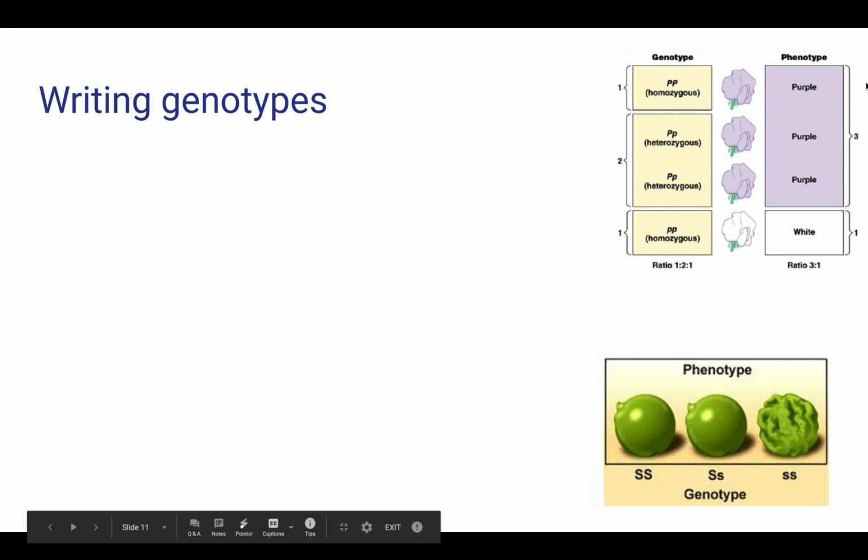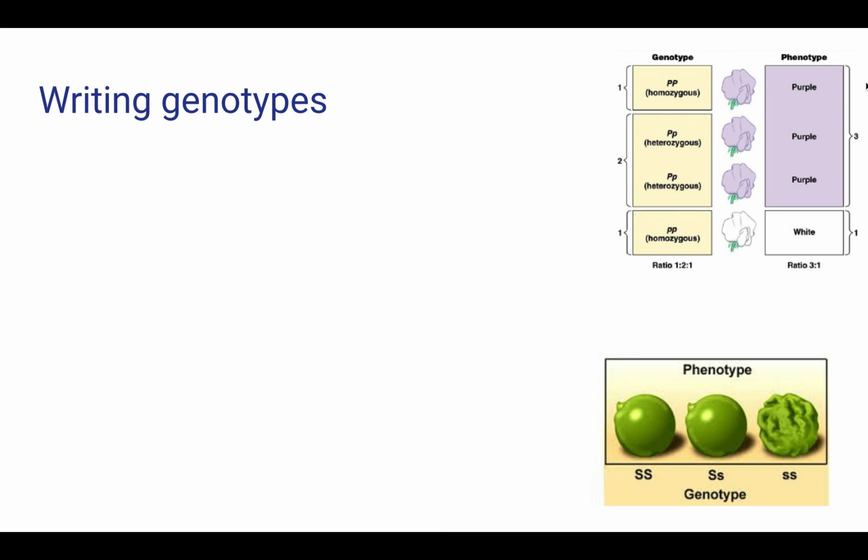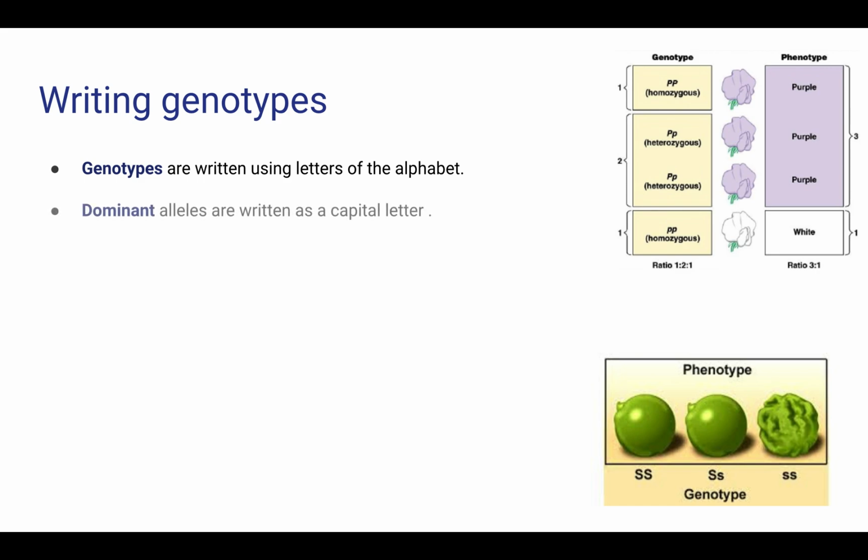Genotypes yesterday. I don't know that I made it really clear how the letters work for this, so just a quick recap. When we're writing genotypes, we're saying what types of genes a certain individual has, and we write that using letters of the alphabet. And if we want to say that the allele is dominant, we're using a capital letter. And if we want to say the allele is recessive, we're using a lowercase letter.